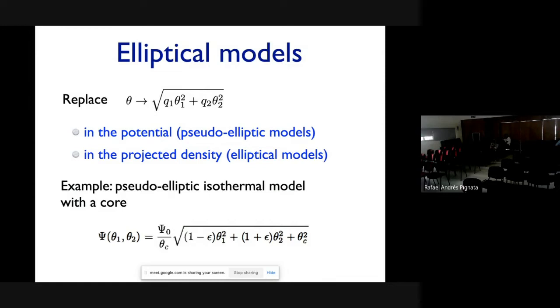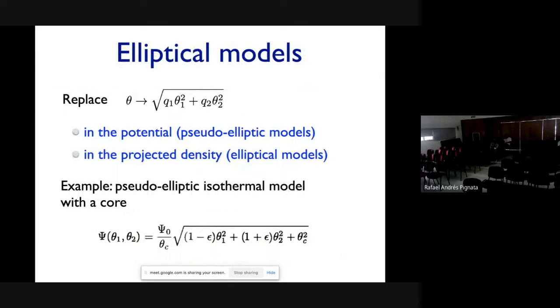Or you can go to the potential phi of theta, which was a modulus, and now write phi of this theta that you get here, and you have an elliptical model in the potential. Elliptical models in the potential are very easy to deal with because you just take the derivative of the potential to get the Jacobian and so on, but they are less realistic. Models which have the elliptical mass density are harder to work out numerically, but they are more realistic. Okay, so this was for the lens.